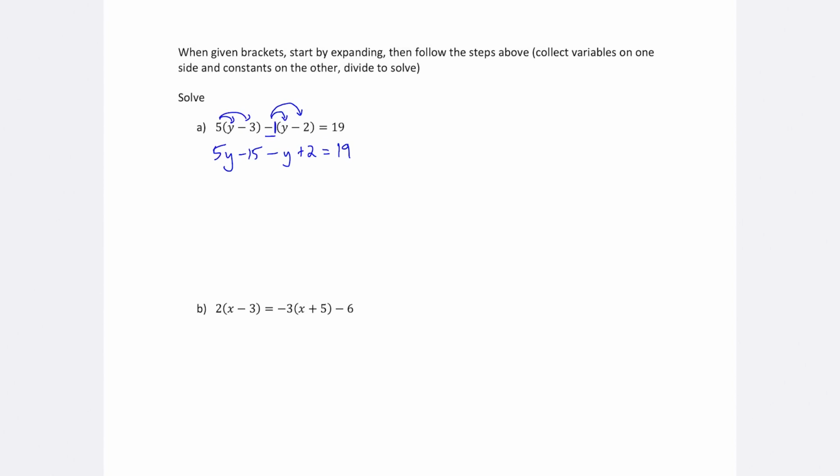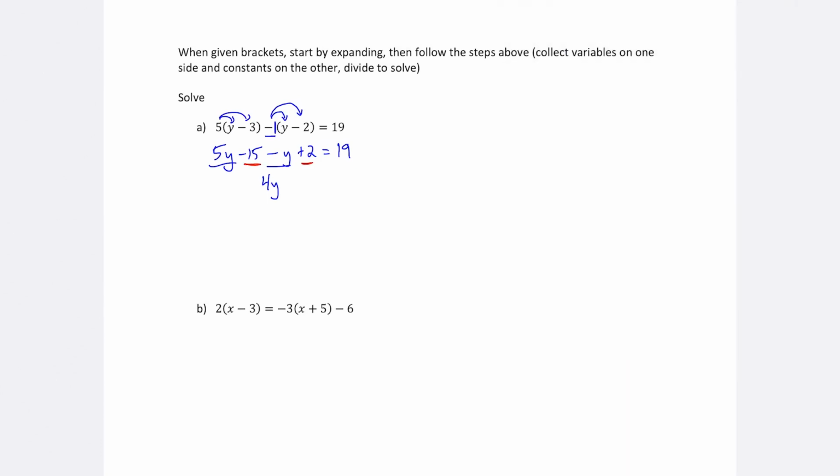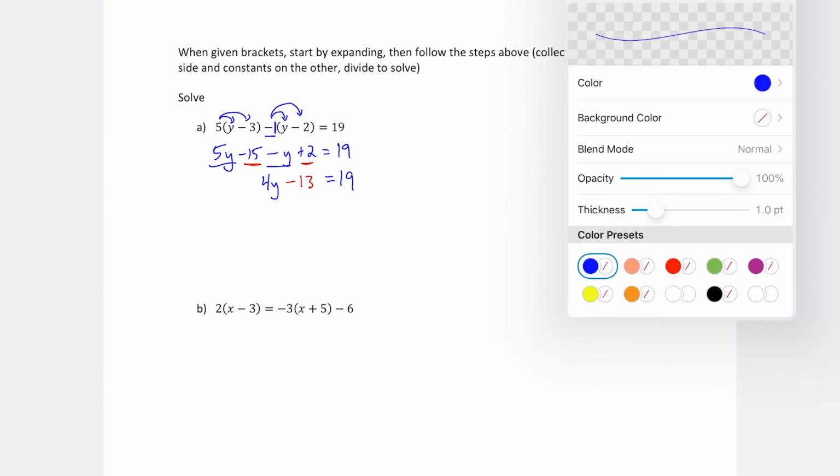Let's collect our variables on the left side just to clean things up. So 5y minus y is 4y. And negative 15 and plus 2 is equal to negative 13. And we still have 19 on the other side. So we want to bring our constants to one side. So notice they're all on the left already.